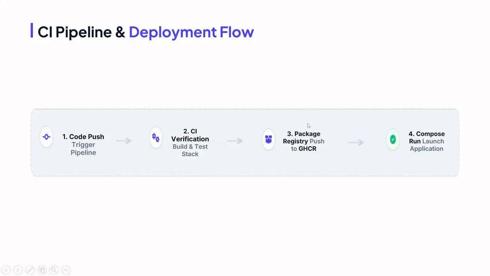For CI/CD, every push triggers a GitHub Actions workflow. In GitHub Actions, it builds and tests the stack, and after that it packages the artifacts and pushes them to the GitHub artifact repository, and from there we can use Docker Compose to launch the application.